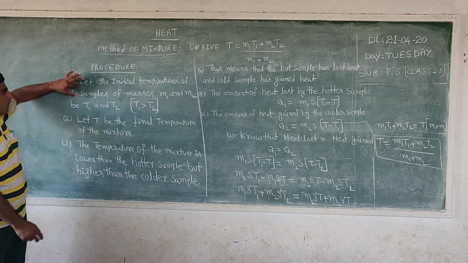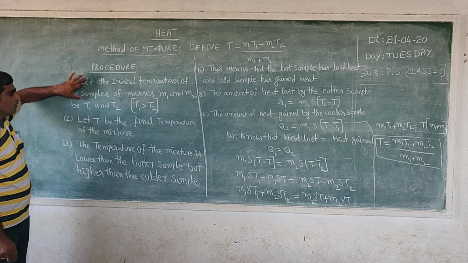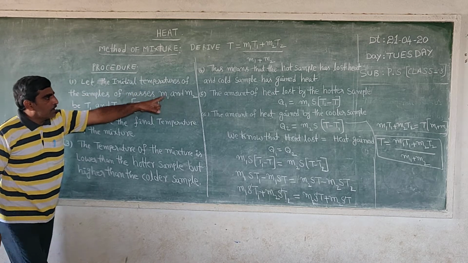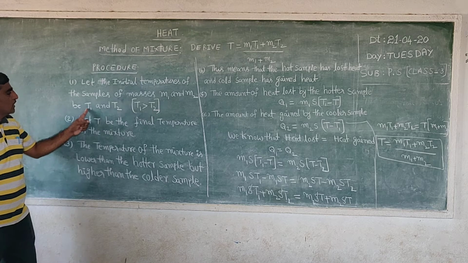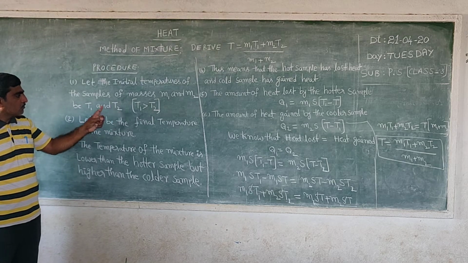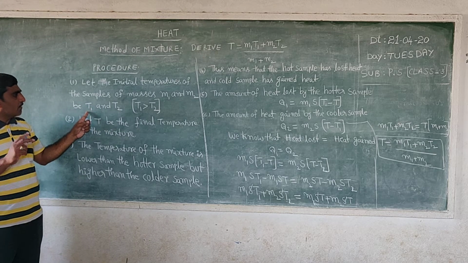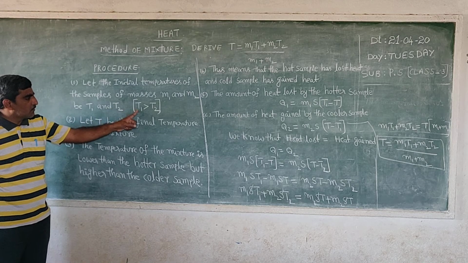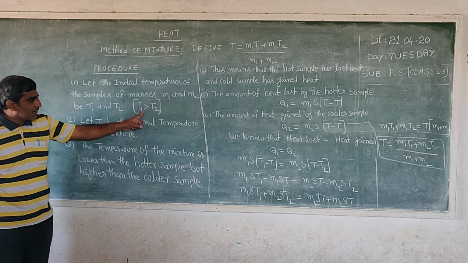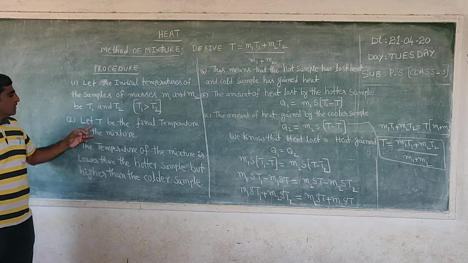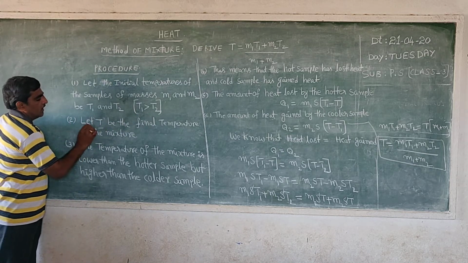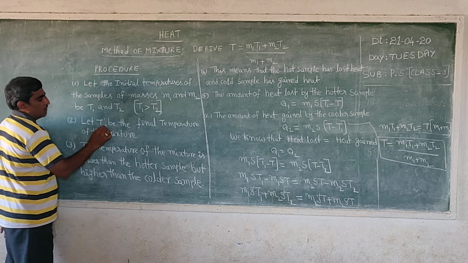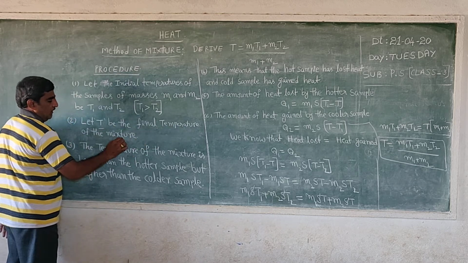The initial temperatures of the two samples of masses M1 and M2 are T1 and T2. Hence T1 is at a higher temperature and T2 is at a lower temperature. This is known: T1 greater than T2. Let T be the final temperature of the mixture.